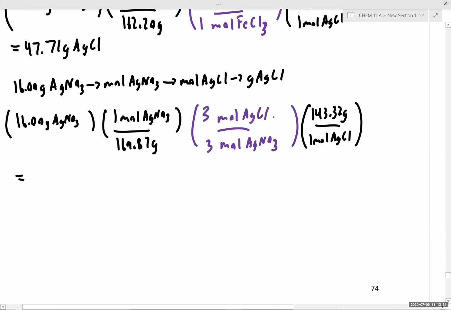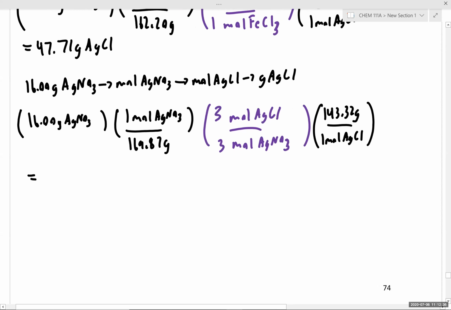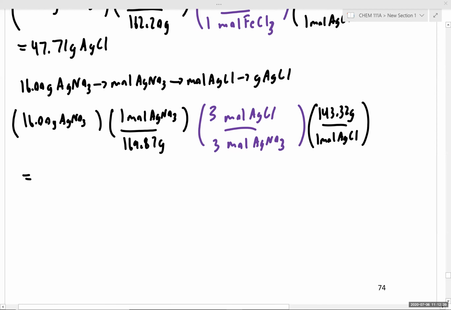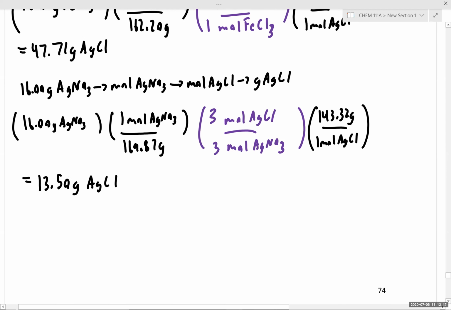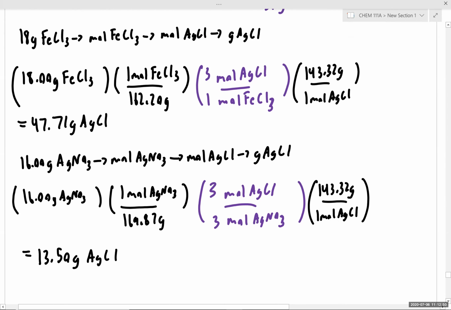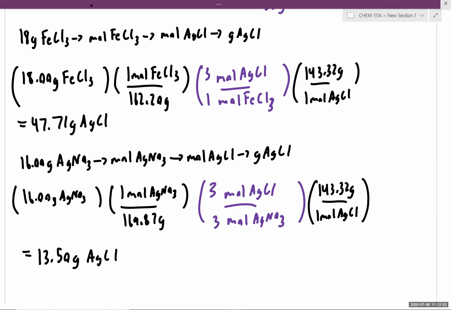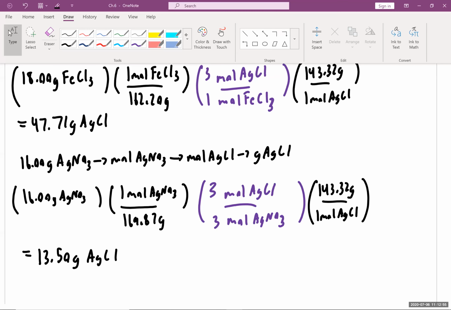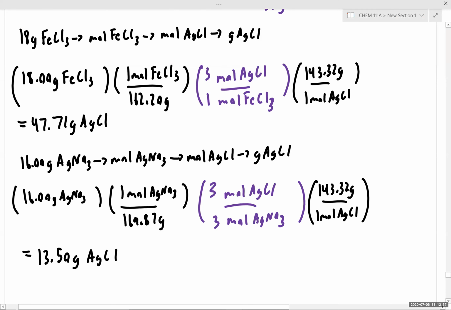Okay, so let's punch this into our calculator for the expected mass of silver chloride. And in turn, after punching it into our calculator, we get 13.50 grams of silver chloride. Now, looking at our 2 reactants, which reactant is limiting? Which reactant generates the least amount of product when completely consumed? Which reactant is limiting?